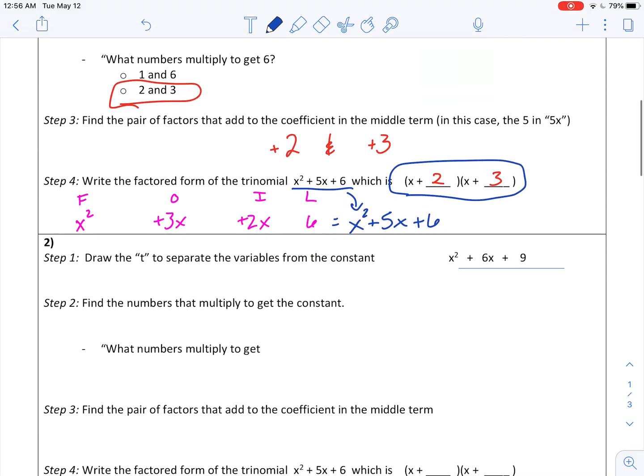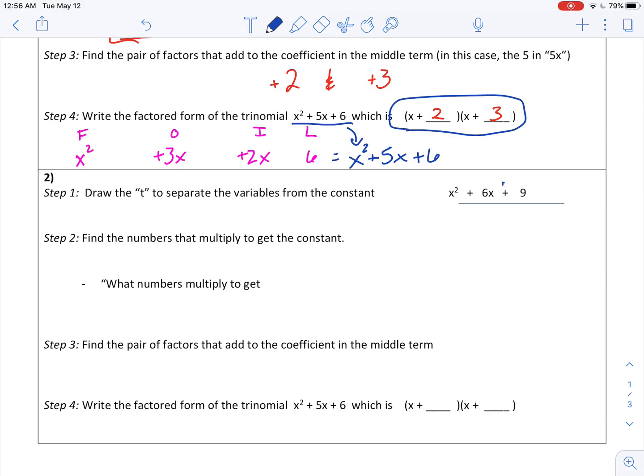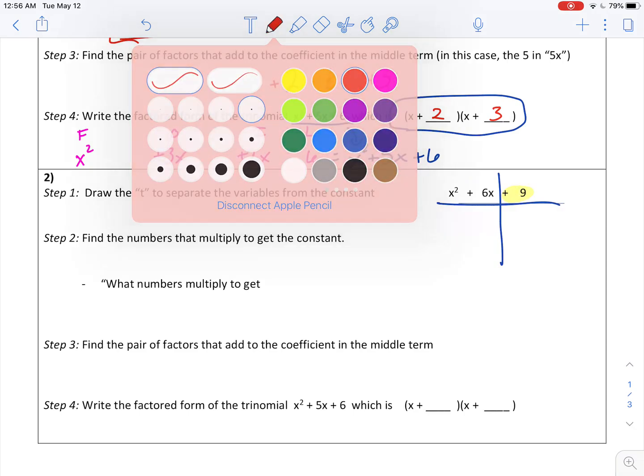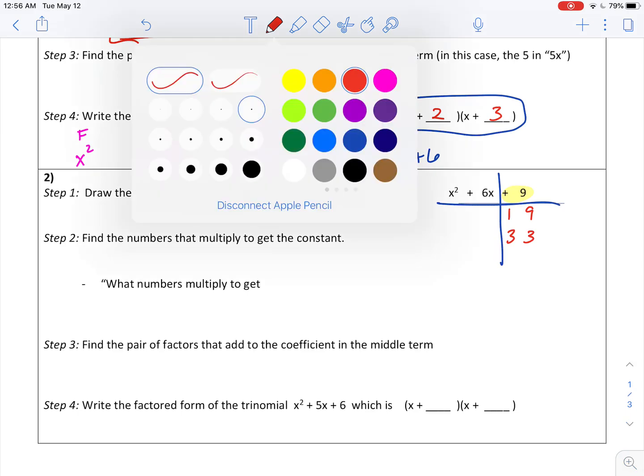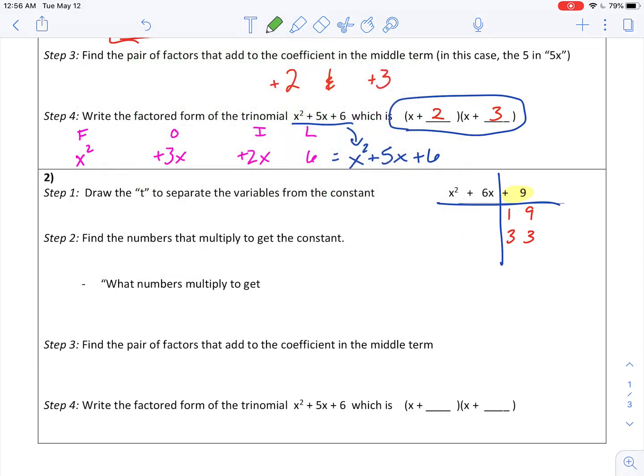All right, let's try two more. Again, I'll draw that T, and I'm going to leave the positive sign with the 9. So that's a positive 9. Now let's find out what pairs of numbers multiply to 9. Well, 1 times 9 is 9, and 2 doesn't go into 9, but 3 does. 3 times 3 is 9, and then 4 doesn't, 5 doesn't. I think that's it.